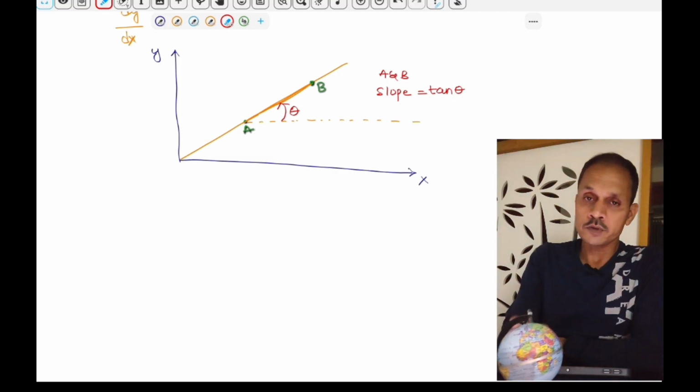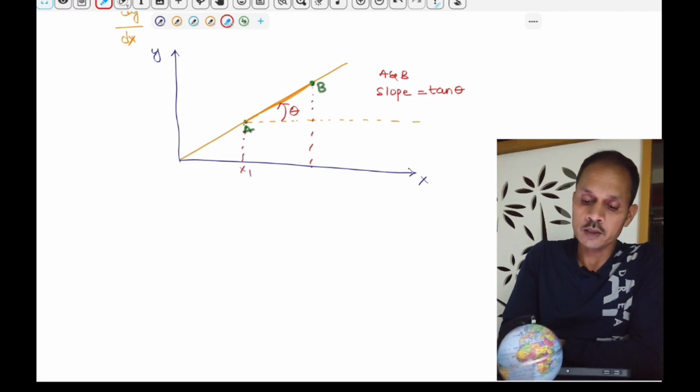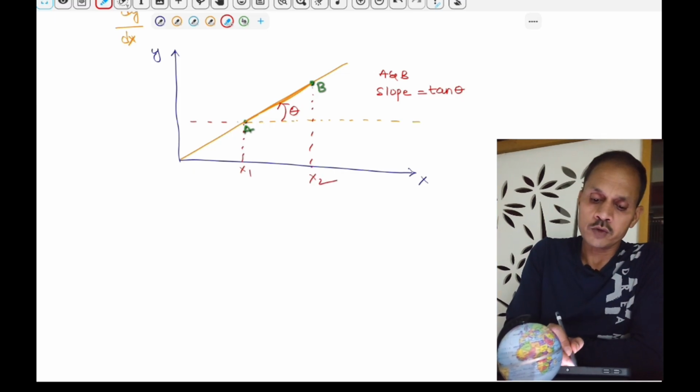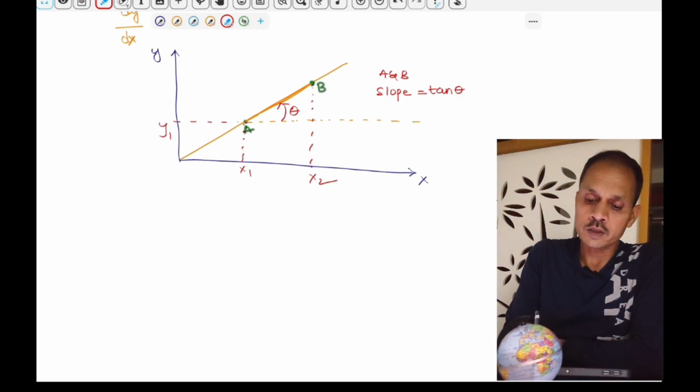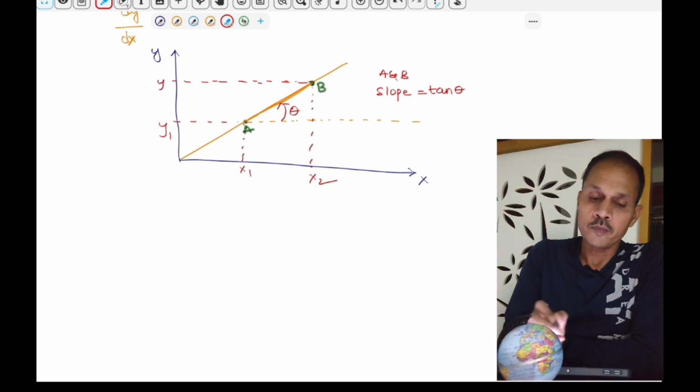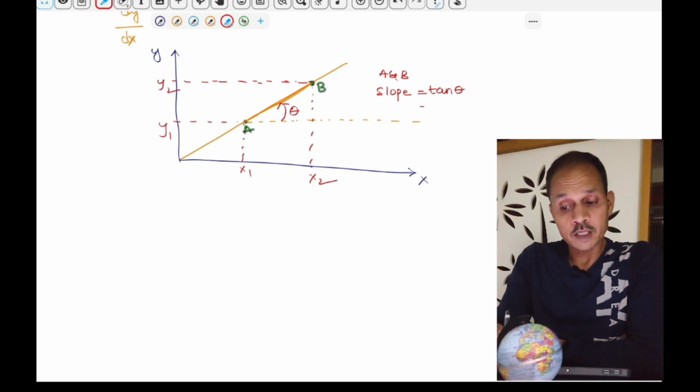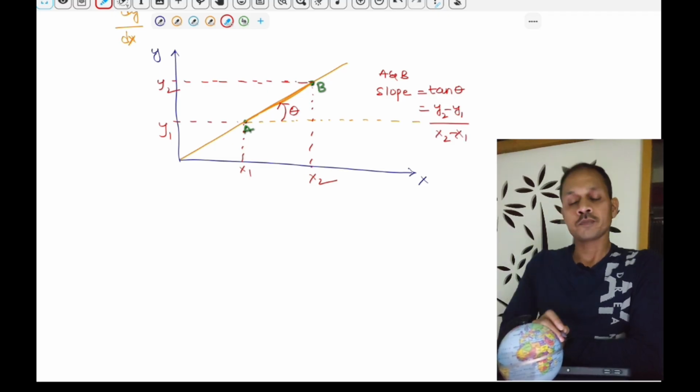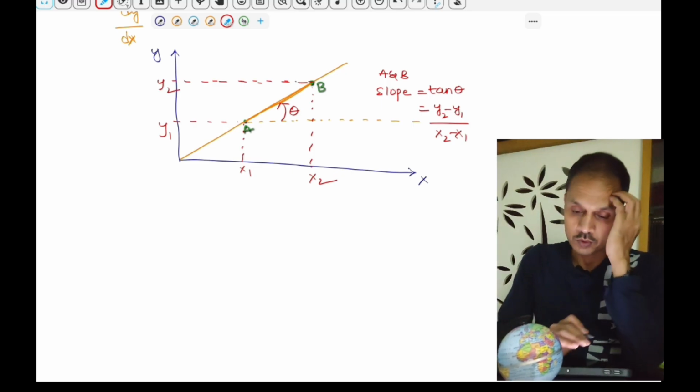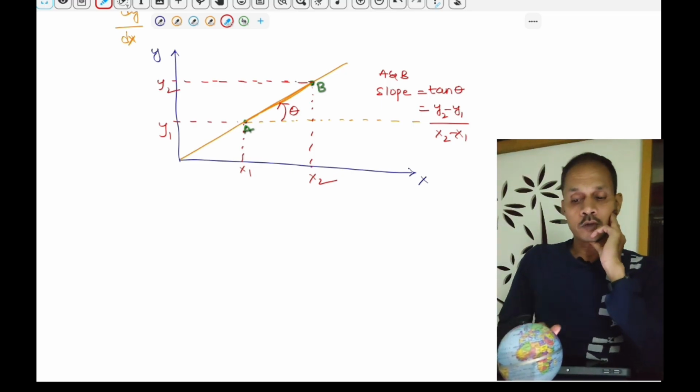I can also write it by using coordinates. Let us say x coordinates of A and B are x1 and x2. Similarly, y coordinates, let us take y1 and y2. Now the slope can also be written as y2 minus y1 by x2 minus x1, like this. So this is also slope. This is between 2 points.